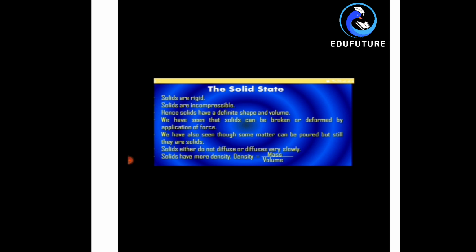Solids either do not diffuse or diffuse very slowly. Solids have more density. Now what is this density? Density means mass per unit volume.